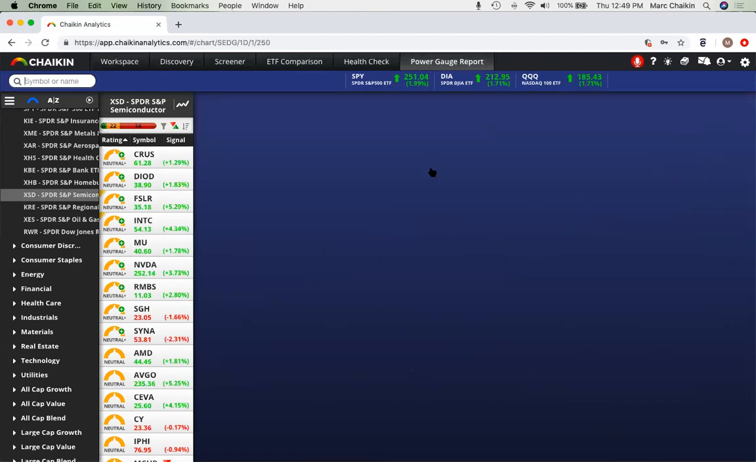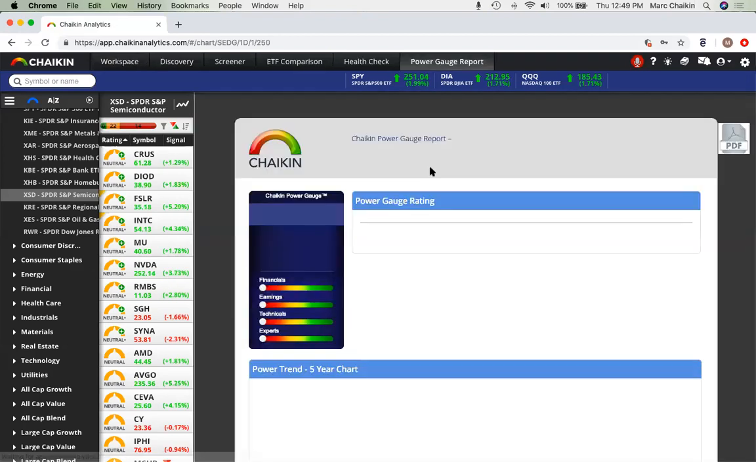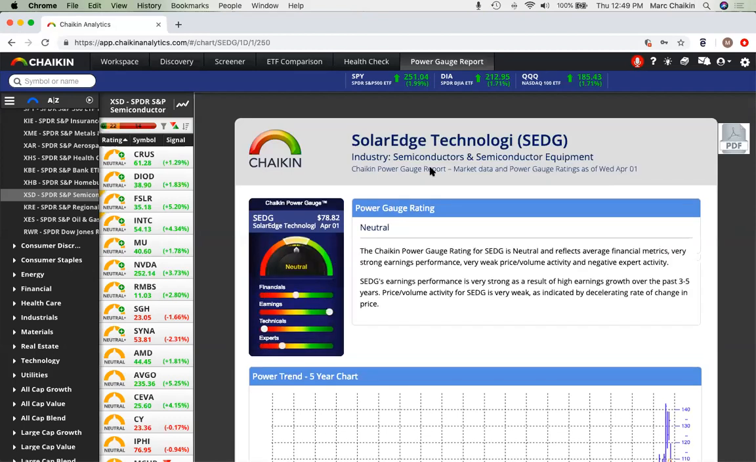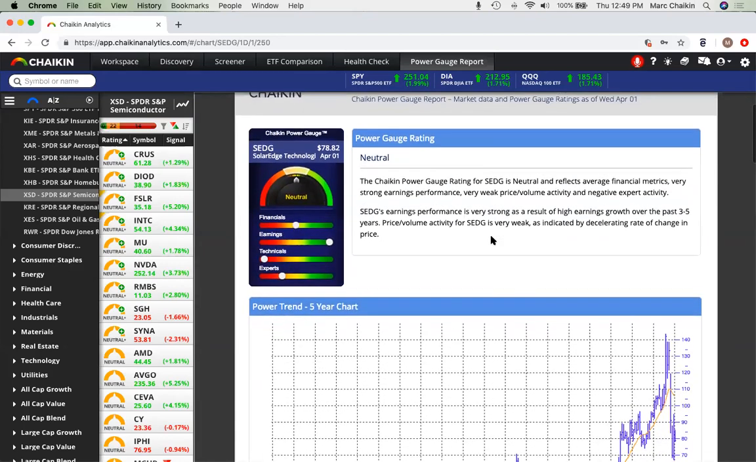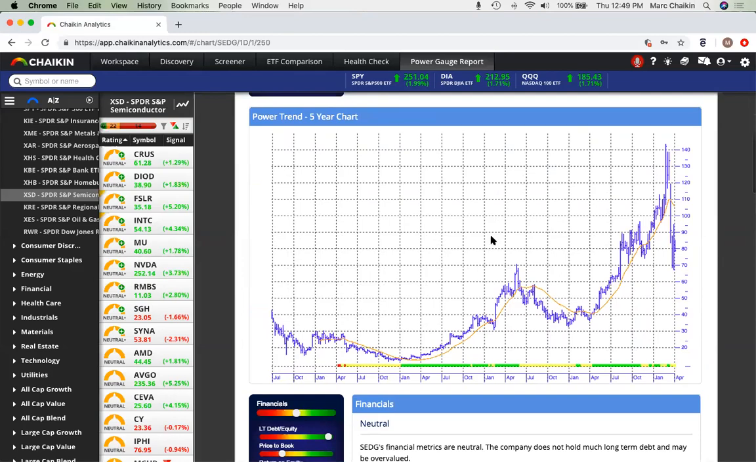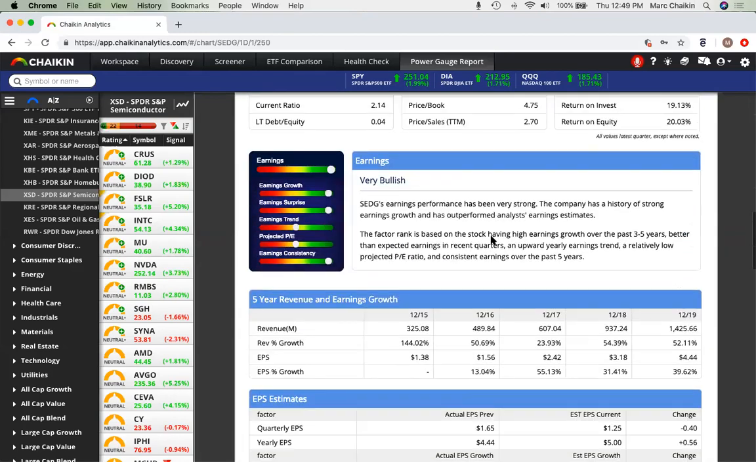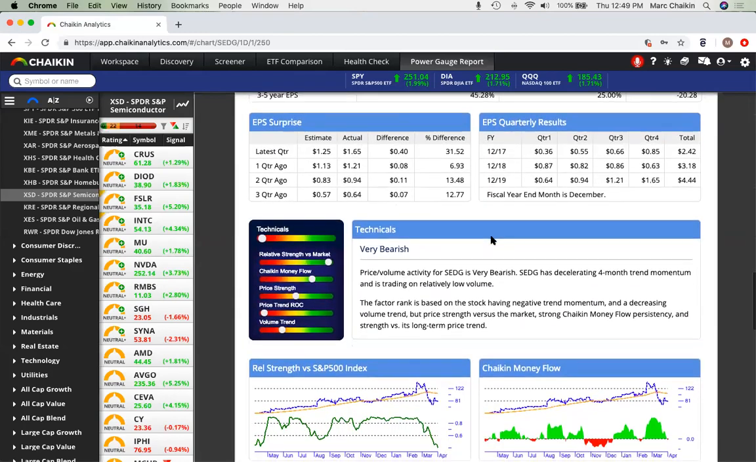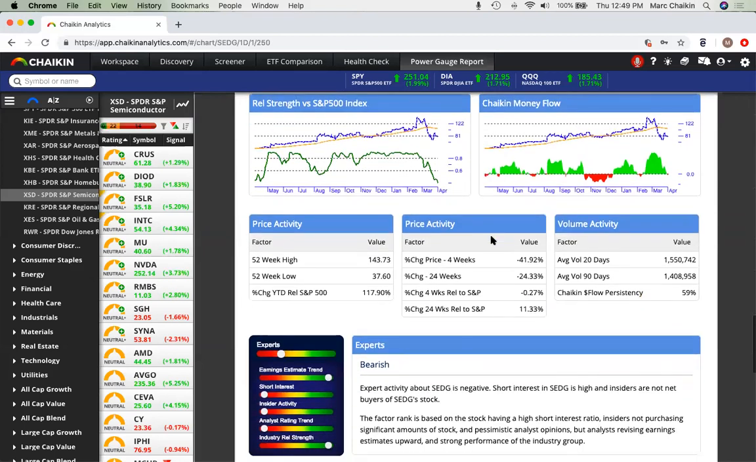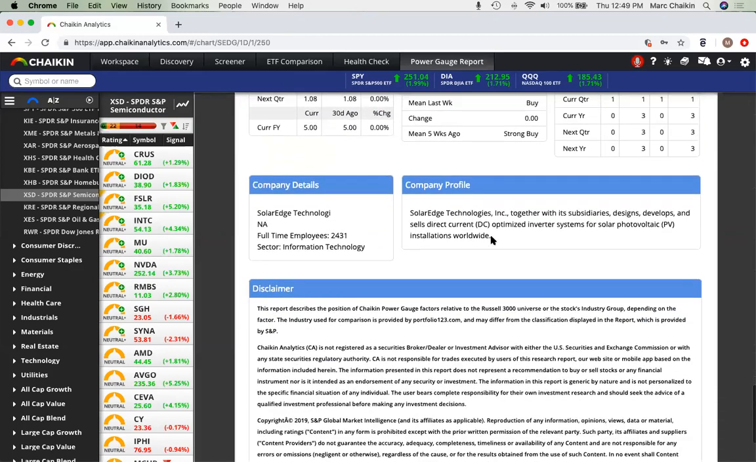We automatically generate research reports on 5,000 US equities, updated nightly. So we were looking at SolarEdge. If you're not familiar with what they do or what the price history has been, we've just generated on the fly a 4-page PDF research report that keys on the Power Gauge rating and actually in plain English explains what's going on.